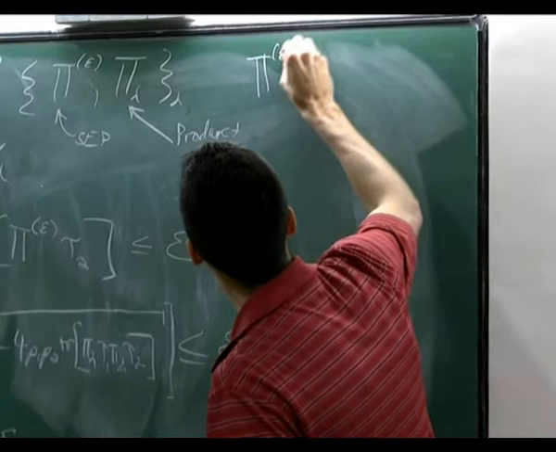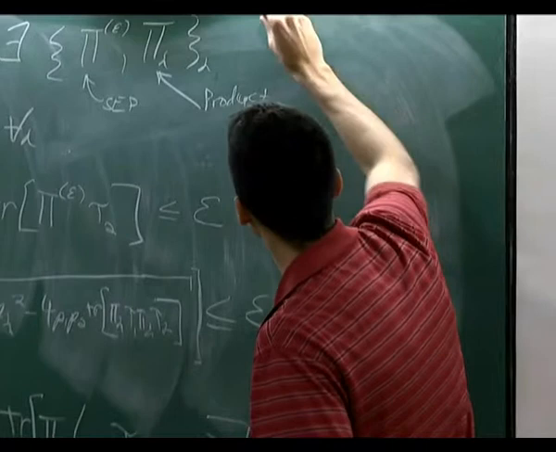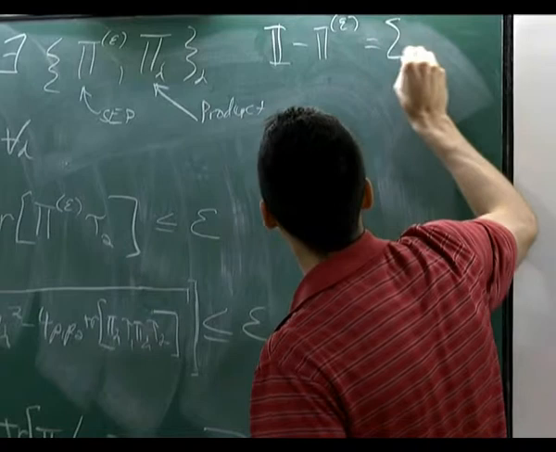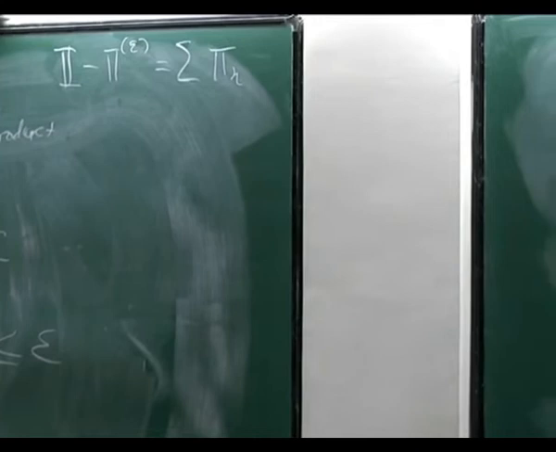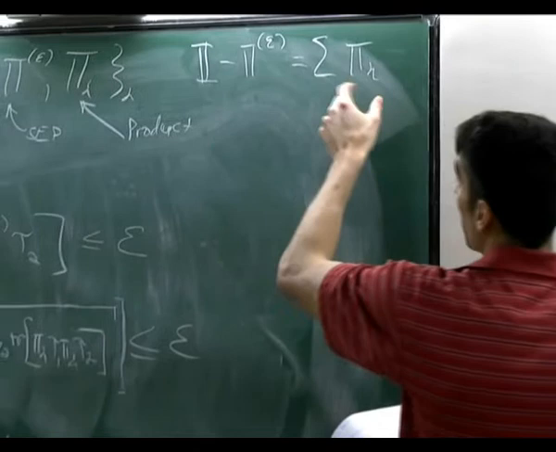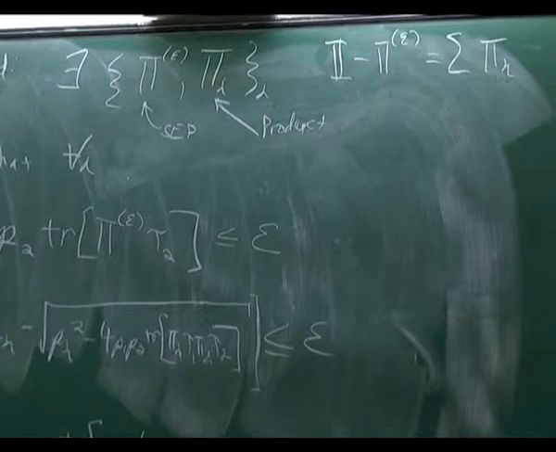One thing I should note here is that we know that this is a POVM. So we have this constraint that the identity minus pi epsilon is equal to the sum of pi lambda. Another way of looking at this is that we're writing this as a convex combination of these product pi lambdas. Okay, so this is Carathéodory's theorem.